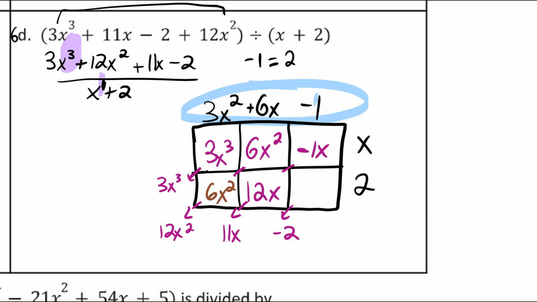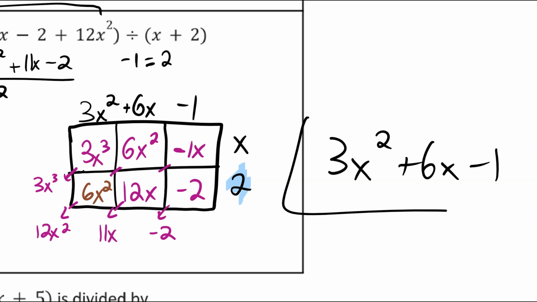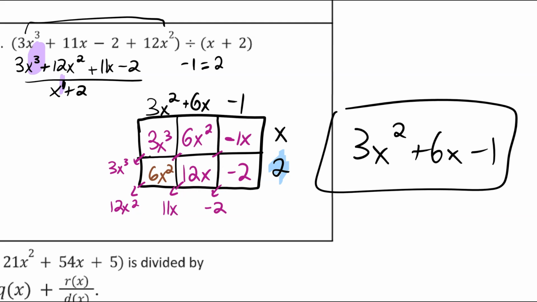So I can multiply the negative 1 times the 2 and put that in the bottom right-hand box. That's negative 2. And that's exactly what I wanted to get there because that's the constant I started with. So there is no remainder in this case. And your final answer can be 3x squared plus 6x minus 1. That's what you would get when you divide the numerator by the denominator there. That's an example where there is no remainder.